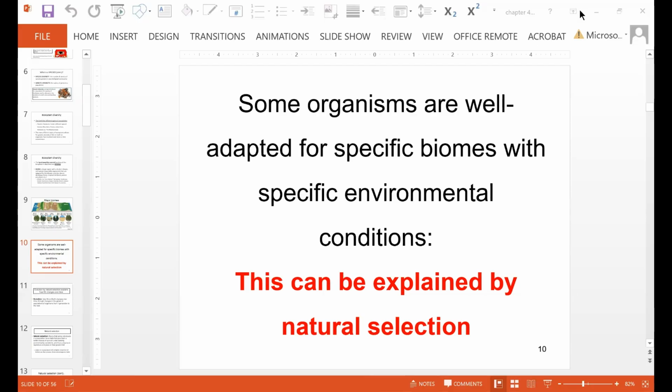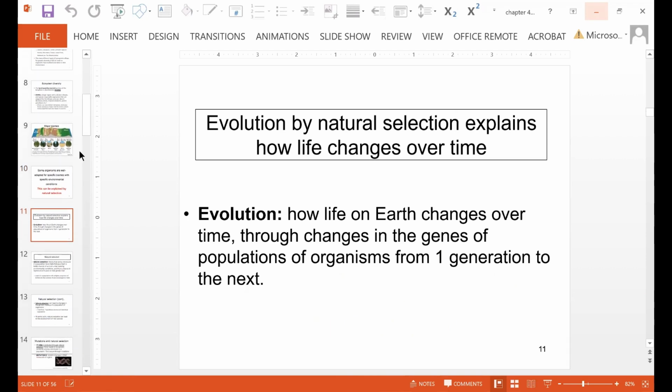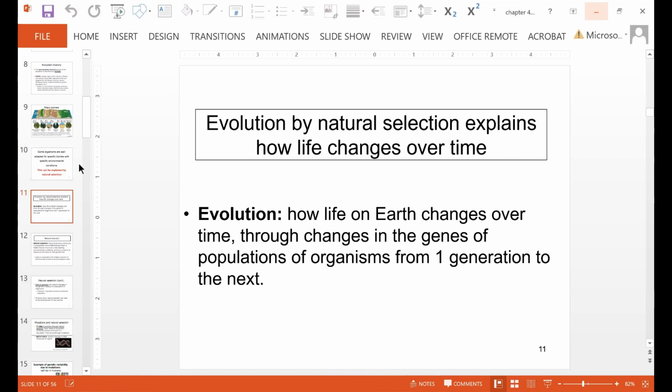And some organisms are well adapted for specific biomes with specific environmental conditions, and this can be explained by natural selection. So we are going to discuss evolution by natural selection. Evolution by natural selection explains how life changes over time.